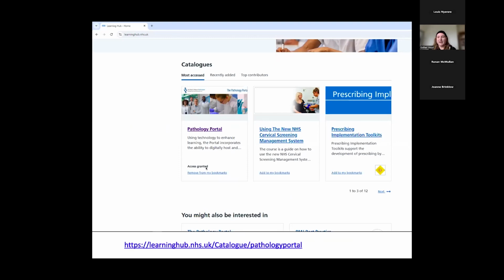And once you have that access granted, you can access anything in the pathology portal. You don't have to ask for access to individual resources. It will just give you access to anything in the pathology portal. And that includes your own specialty, but also all the other specialties as well. So if you're curious to look at what is in there under other specialties, then you can have a good look around.